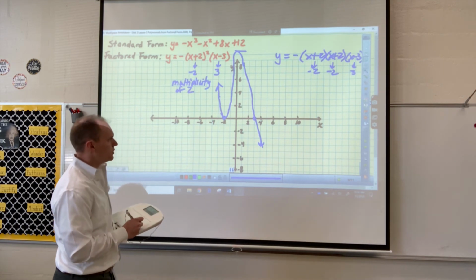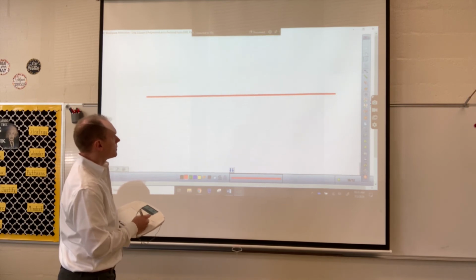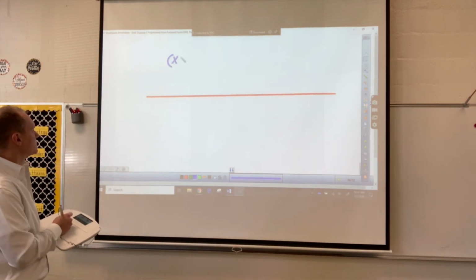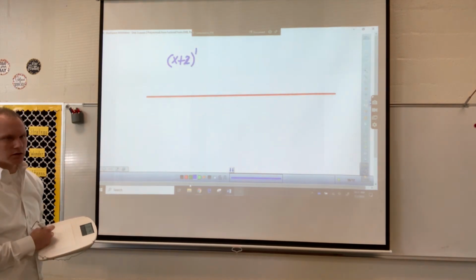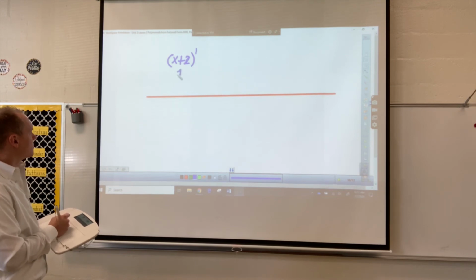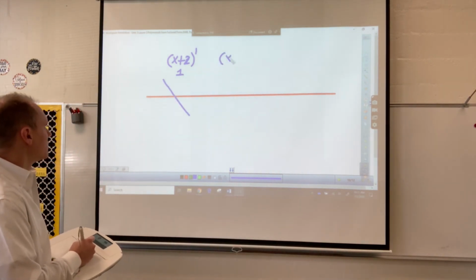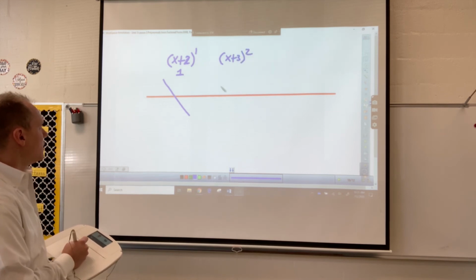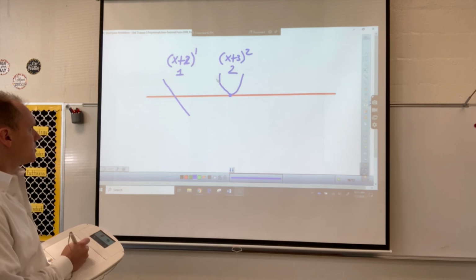So real quick, if we have a factor that looks something like this, just to the first, so it's a degree 1, at that zero, or our x-intercept, it's just going to go straight through, like a linear function. If we have something squared, like I said a minute ago, it's degree 2, so it's going to bounce off of that point and go back. So it's going to look like that, or maybe something like that.